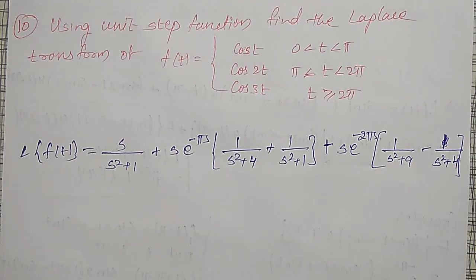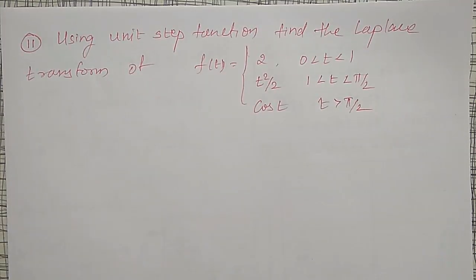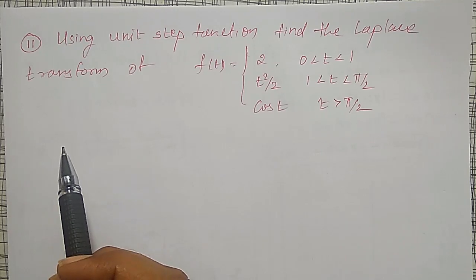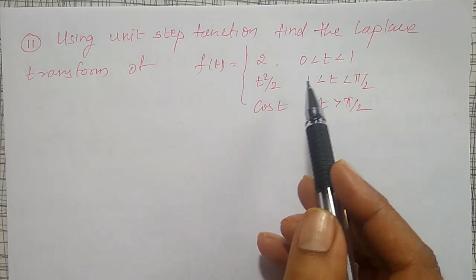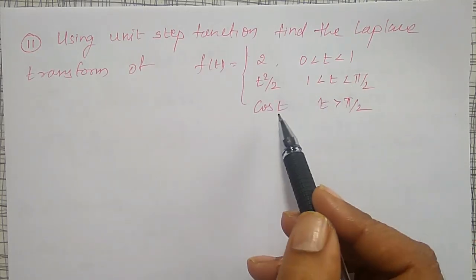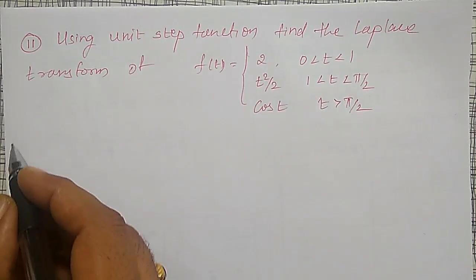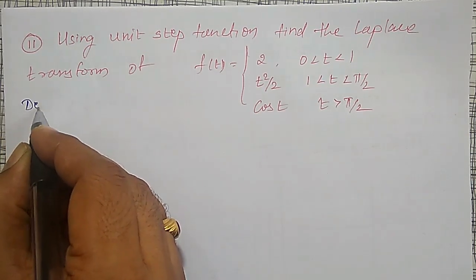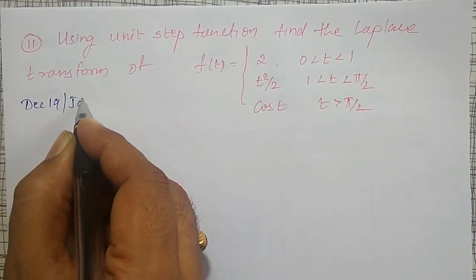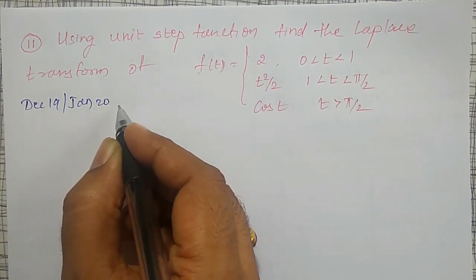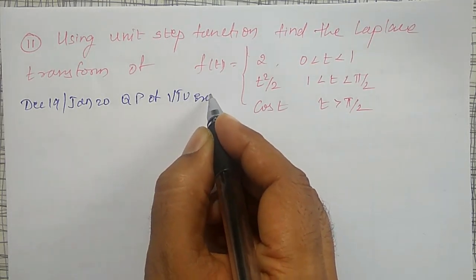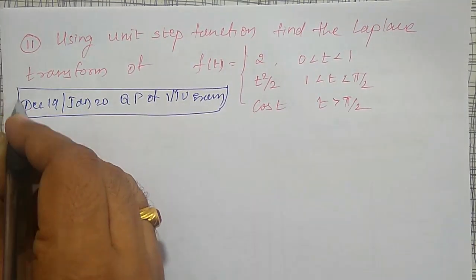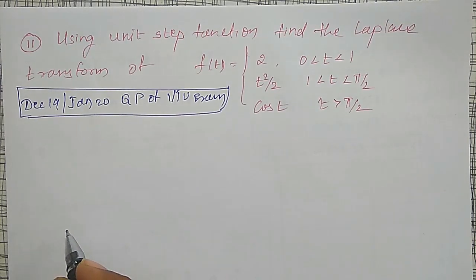Another example I am going to solve here for your reference. My next example is using unit step function. Find the Laplace transform of f of t equal to 2 for 0 to 1, t square by 2 for 1 to pi by 2, and cos t for t greater than pi by 2. This particular example has been asked in the December 19 or January 20 question paper of VTU exams.